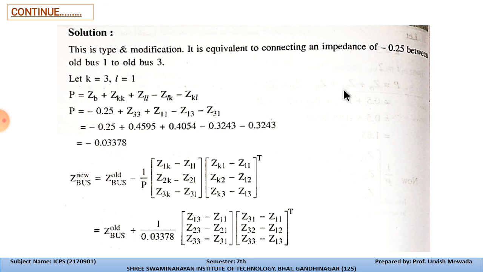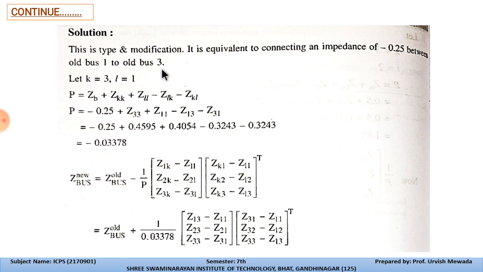We have all the equations to find out the value of P and ZKK, ZLL, ZLK and ZKL. So let us solve this. This is the type 4 modification. It is equivalent to connecting an impedance of 0.25 between old bus 1 and old bus 3. So there was no connection between 1 and 3.